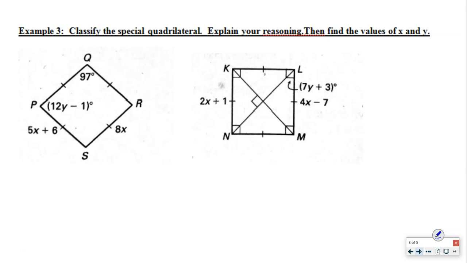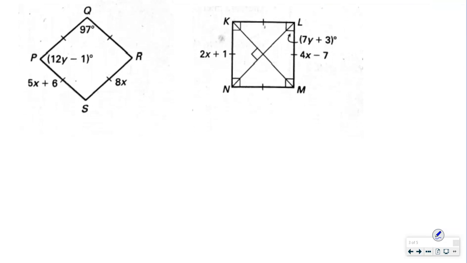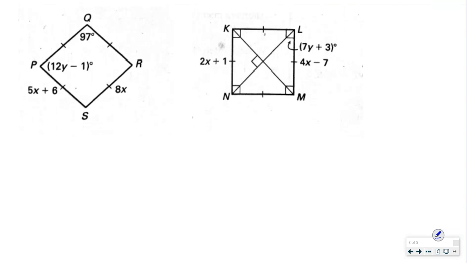So we're going to classify these special quadrilaterals, explain our reasoning, then find the values of x and y. So classify first, and then we can find our x and y. We've got 4 sides that are congruent. That's one of our characteristics of a rhombus, 4 congruent sides. So it's either a rhombus or a square. But if we look at angle Q, it is 97 degrees, which is not 90 degrees, which is what we would need for it to be a square. So this is a rhombus.